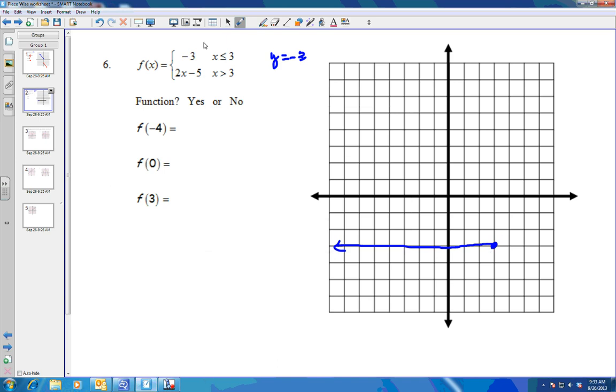The next part of the line, 2x minus 5, where x is greater than 3. So negative 5, 1, 2, 3, 4, 5. There's my starting point. My slope is 2, so I'm going to go up 2 over 1. Up 2 over 1. Up 2 over 1. So here is that line.